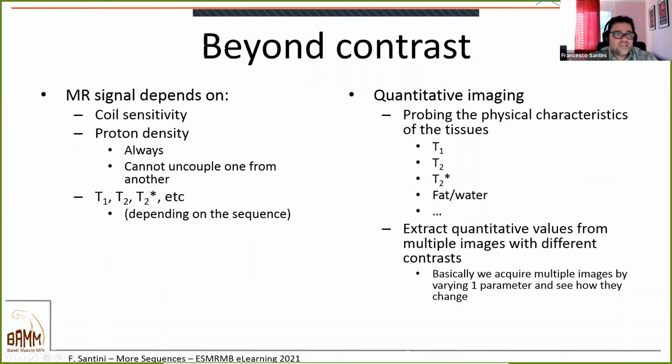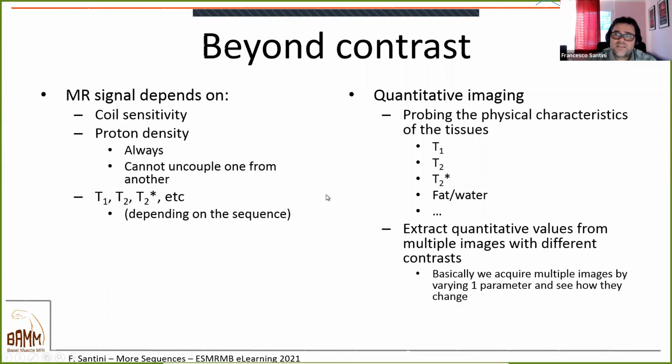So the MR signal depends on the coil sensitivity, depends on the proton density, depends on the T1, T2, T2 star, diffusion, whatever. And usually all these effects are mixed together. And actually the coil sensitivity and the proton density, you cannot decouple one from the other.